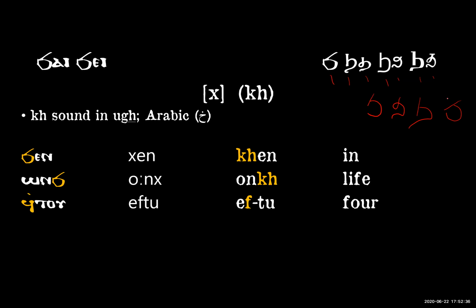Now chai, like the name says, it makes the ch sound, which is only found in like one English word, but it's common in Arabic, ch. So here we have a couple of words, for example. Ignore this one. This one does not include that letter. So we have chen, which means in, and we have onch, which means life.